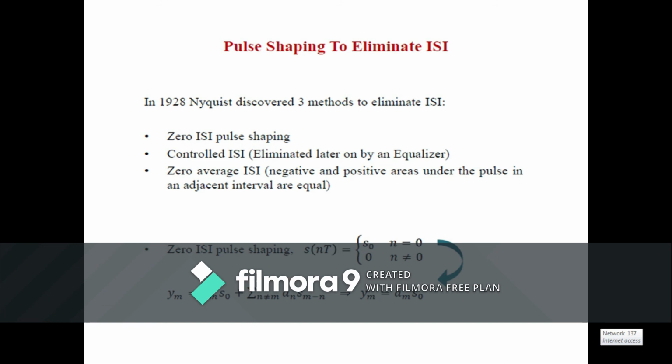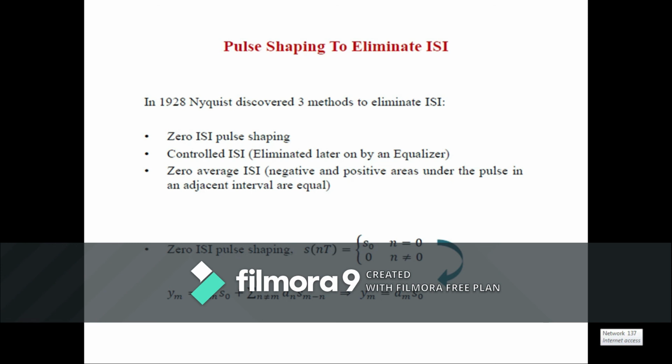Basically, in 1928 Nyquist discovered three methods to eliminate the inter symbol interference. The first method is zero ISI pulse shaping. Next is controlled ISI, which means we eliminate it later on by an equalizer. And zero average ISI is where the negative and positive areas under the pulse in the adjacent intervals are equal.